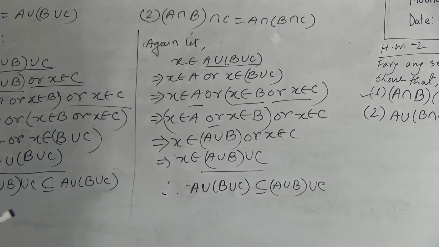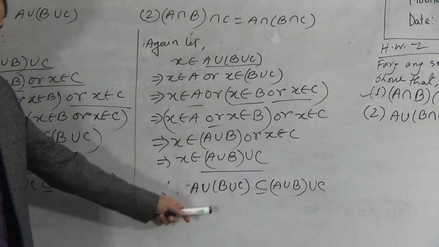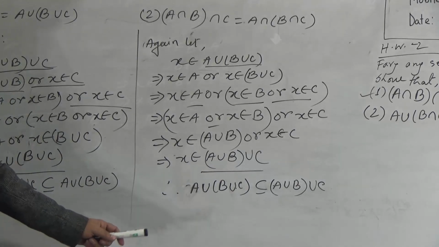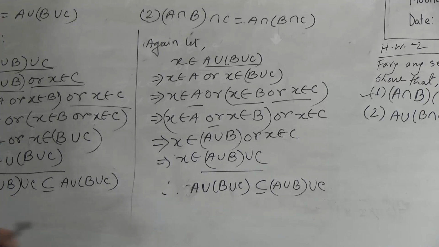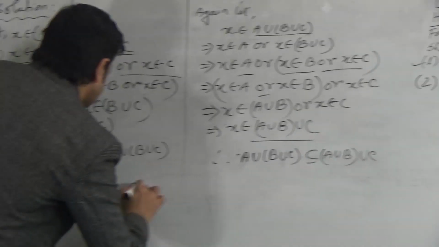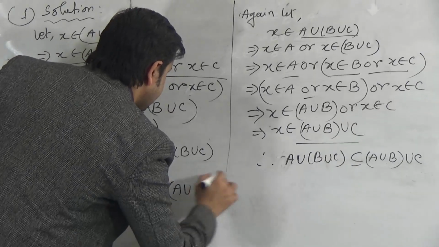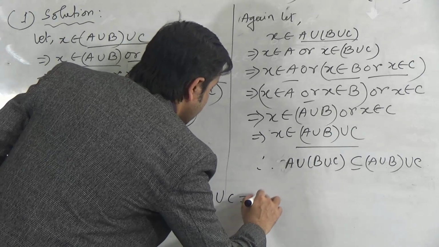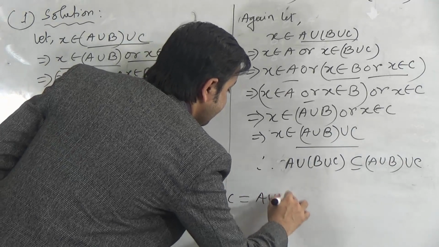From this one and this one, from this and this, we can show that (A union B) union C is equal to A union (B union C).